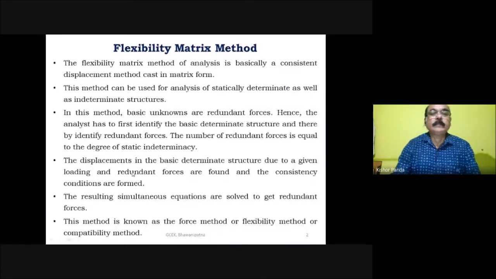The displacements in the basic determinate structure due to a given loading and redundant forces are found, and the consistency conditions are followed. So here you have to find out the displacement in the basic determinate structure due to the given loading and also due to the redundant forces. The resulting simultaneous equations are solved to get the redundant forces. Then you can find out what the redundant forces are. This method is known as force method, flexibility method, or also compatibility method.